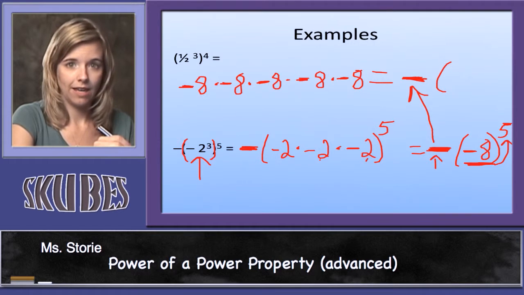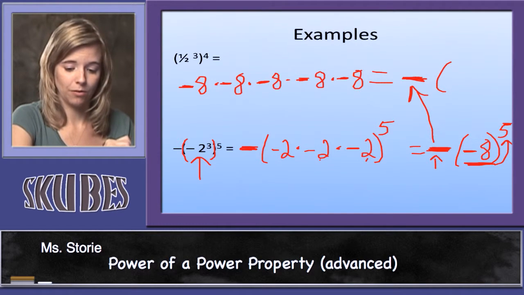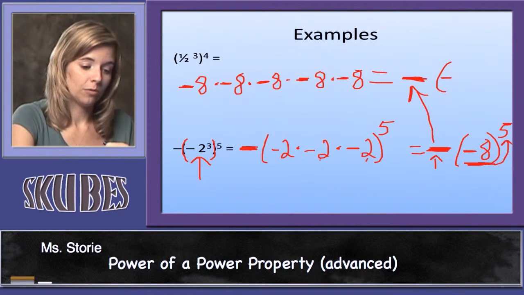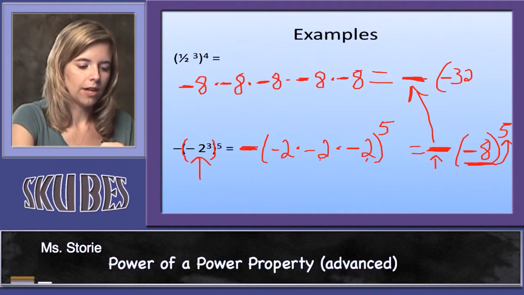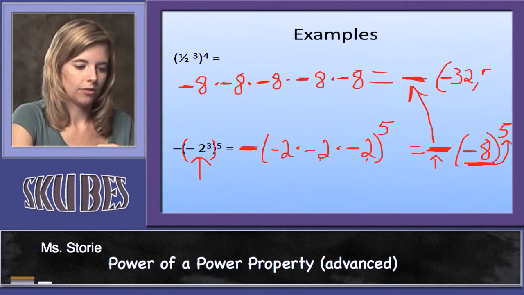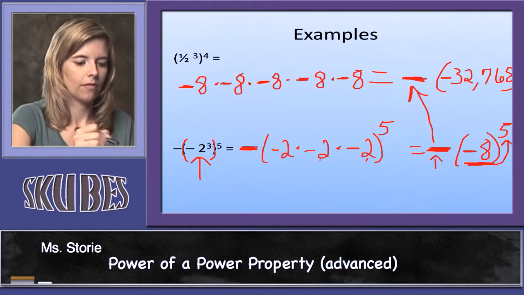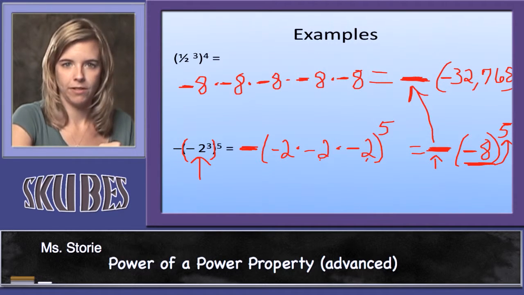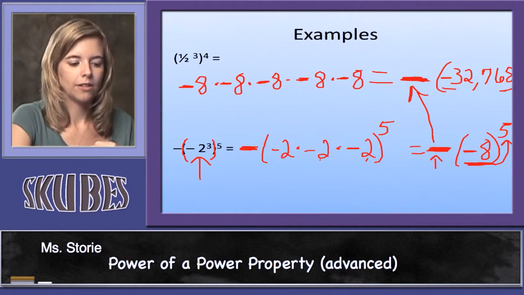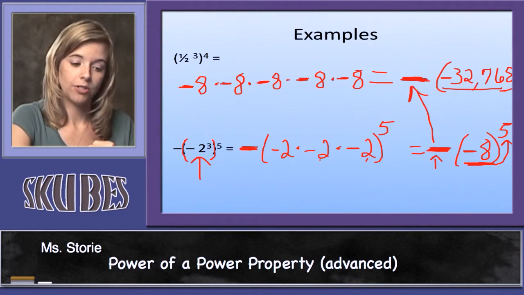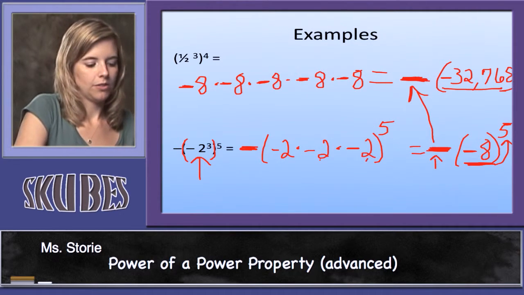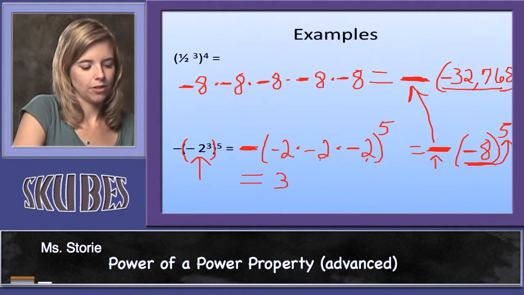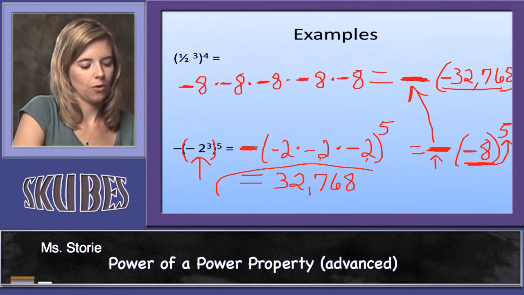And then when we took our -8 and raised it 5 times in a row, we're going to get a negative number, and it's going to be 32,768. But we're not done, because we still have to deal with this negative on the outside. Remember, this thing says flip the sign of your inside number. Since our inside number is already negative, we're going to change the sign. It goes positive. So our final answer down here is positive 32,768.